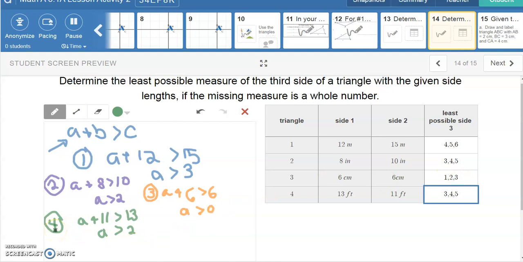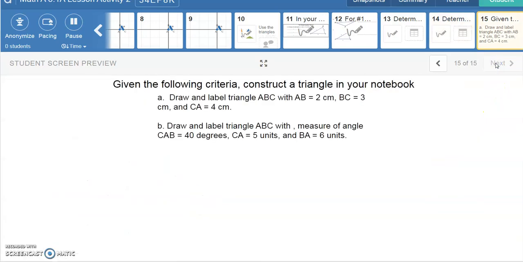On triangle 4, our largest side length is 13, so our shortest side plus 11 has to be greater than 13. A has to be greater than 2, so we have side lengths 3, 4, 5, or greater. Wonderful. Let's take a look at our next slide.